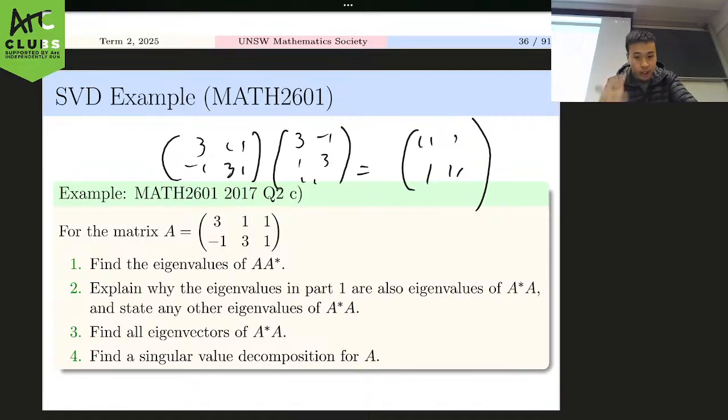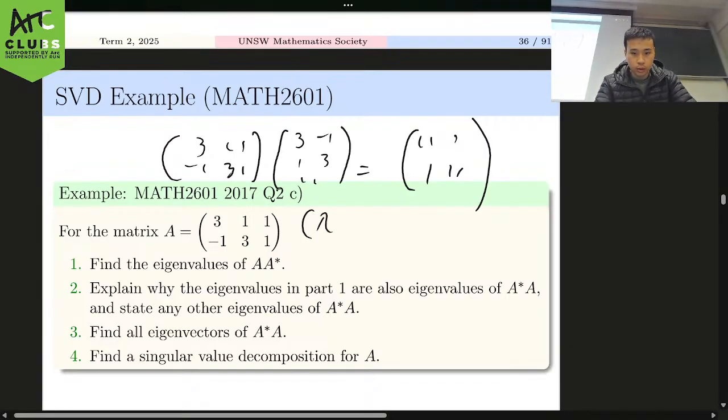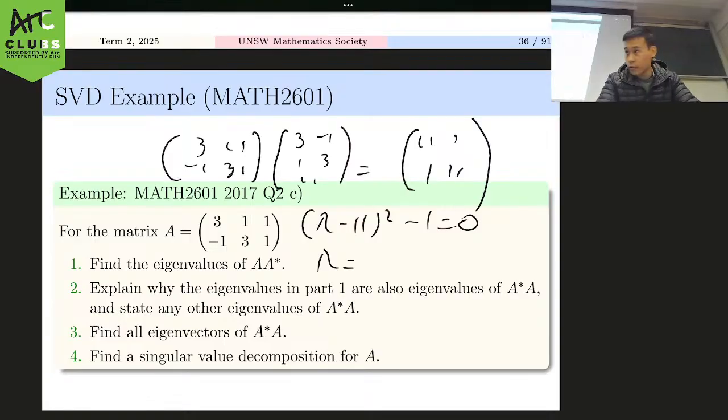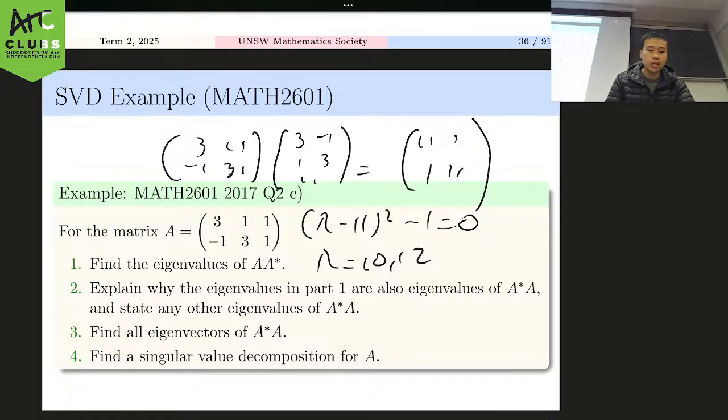Oh wait, I need to find the eigenvalues. So you can do something like lambda minus 11 squared minus 1 is equal to 0. So lambda is equal to 11 plus or minus 1, so 10 or 12. We don't need to find the eigenvectors yet, so it's fine. We need them later. But why are the eigenvalues also eigenvalues of A A star as well?